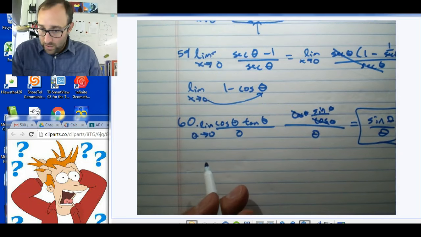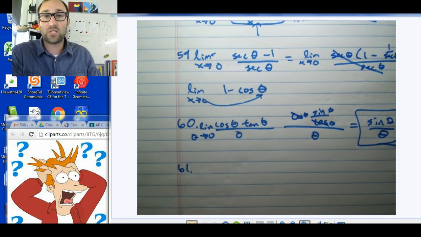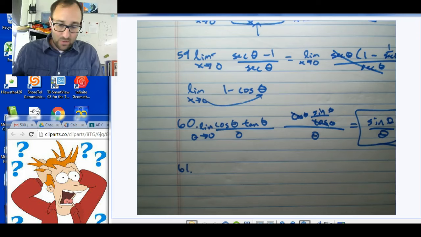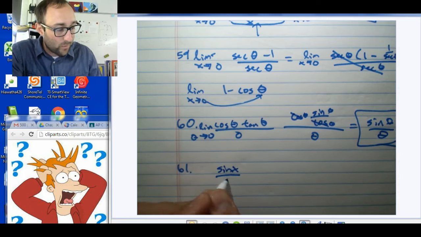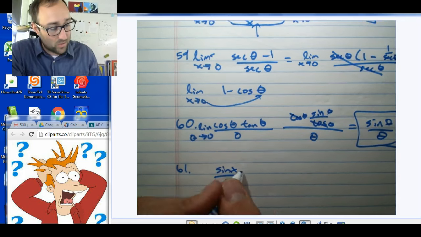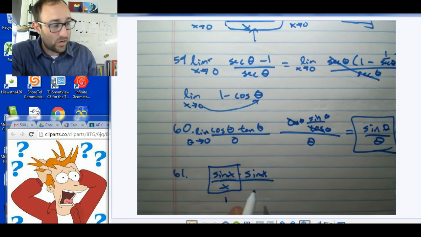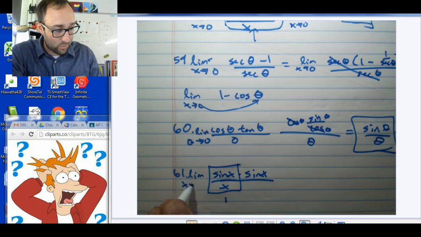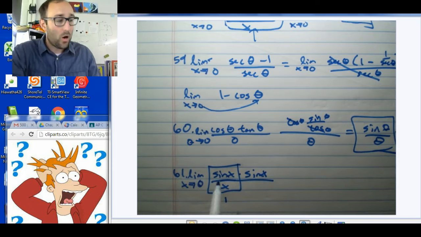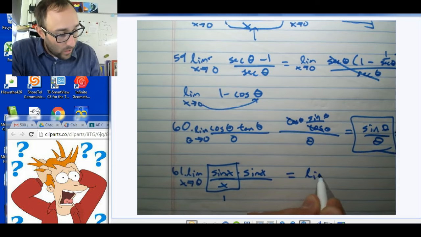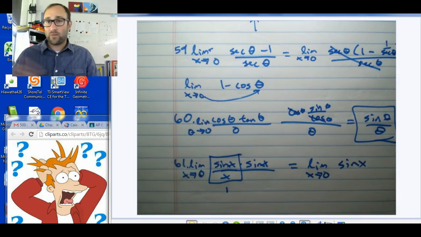Then we go to 61. 61, we got sine squared x over x. 61 is very similar to that same type of thing where we're talking about that special trig function. So we're going to end up with sine x over x. And really all we're doing is changing sine squared x to sine x times sine x all over x. This part is going to be that 1, and then we can evaluate the limit as x approaches 0 of sine x. This thing just turns to 1. So it's just kind of being able to factor and move some stuff around.